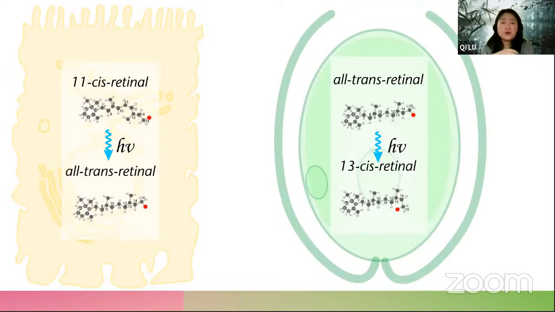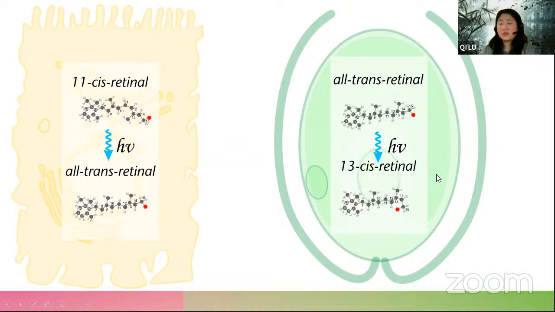So here in this diagram, I already showed in the previous lecture, the major point is that for animals, most of the rhodopsins bind 11-cis retinal. After capturing light, it goes to all-trans retinal. And for the microbial channelrhodopsins, they mostly bind all-trans retinal. Then after capturing light, it will switch conformation to 11-cis retinal.